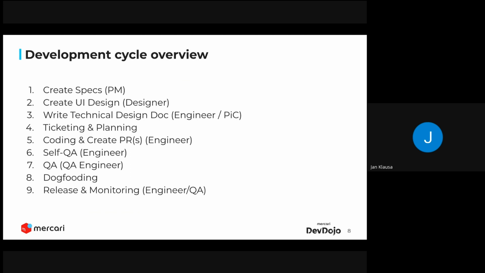design. And based on these specs and designs, engineers write technical design docs if necessary. And we do ticketing and planning. After that, we finally code and create PRs. And of course, we review PRs among engineers. Engineers do self-QA, and QA engineers perform QA. Some teams have dogfooding before or after QA. And finally, we release and monitor the feature.